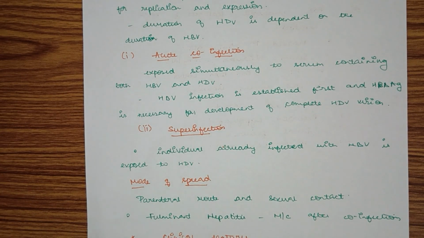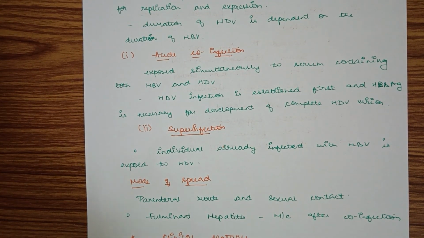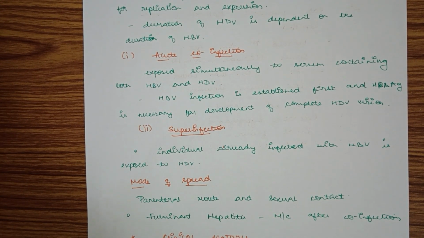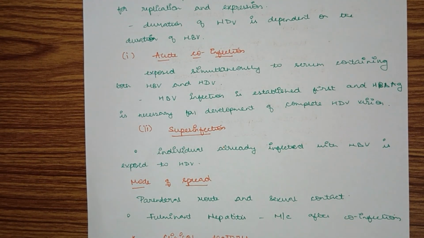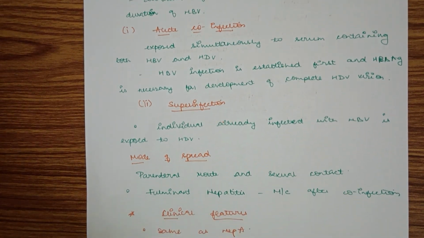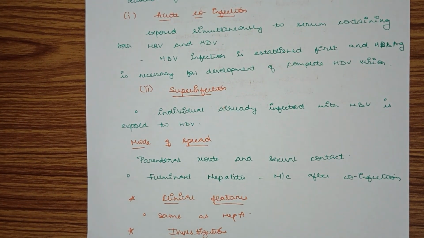Superinfection refers to infection with hepatitis D in an individual who already has chronic hepatitis B infection. So, if an individual who already has chronic hepatitis B infection is now exposed to hepatitis D infection and develops hepatitis D infection, that is known as superinfection. The mode of spread will be either via parenteral route or sexual contact. Fulminant hepatitis occurs most commonly after co-infection than superinfection.